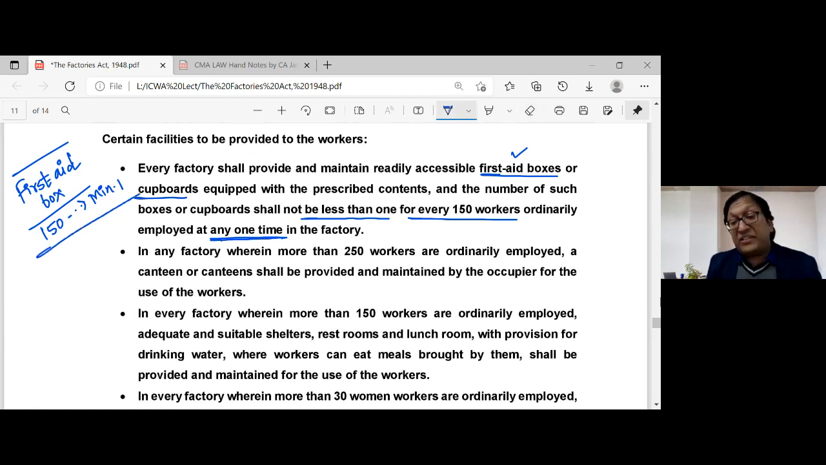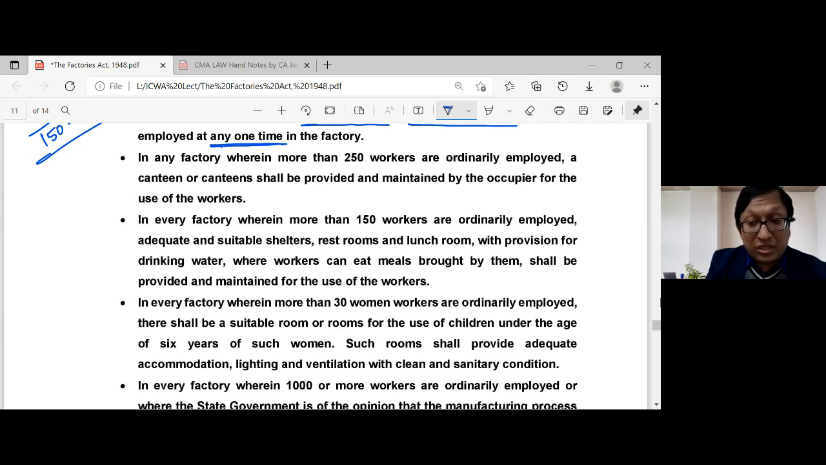Second, in every factory wherein more than 250 workers are ordinarily employed, a canteen shall be provided. If there are more than 250 workers in your factory, you need to have a canteen for them. They need some refreshment, food, tea, and snacks over there. So that must be provided. It is the duty of the occupier to provide such facilities and to maintain them as well. Whatever expenses are required to be incurred on that canteen will be borne by the occupier of the factory.